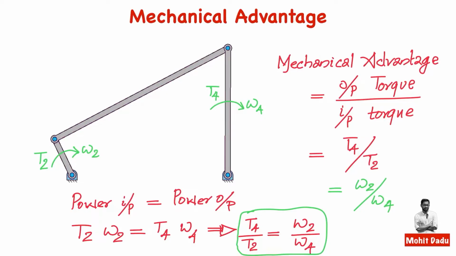But if there is no energy loss or no power loss, whatever power you are supplying at the input link will be transmitted and obtained at the output link. So the product of torque and angular velocity, which is power, T2 omega 2, will be equal to T4 omega 4. So the ratio of T4 by T2 will be equal to omega 2 by omega 4. So I can write mechanical advantage as the ratio of output T4 by T2, or omega 2 by omega 4.